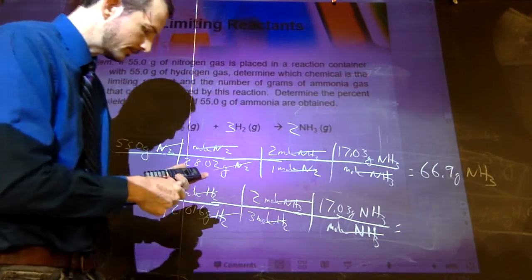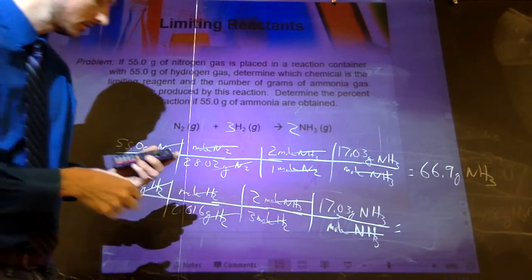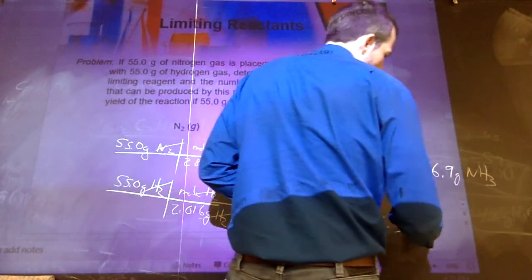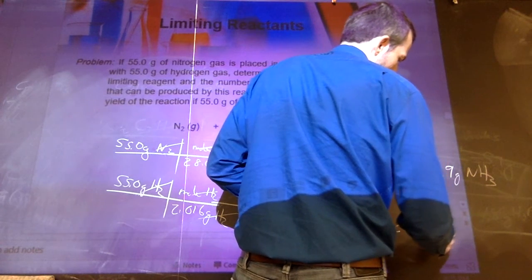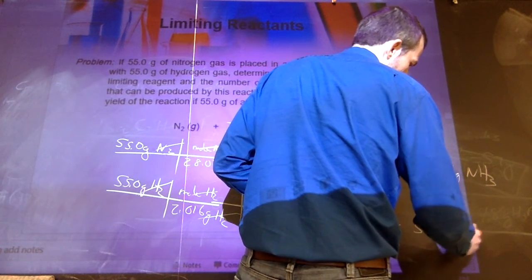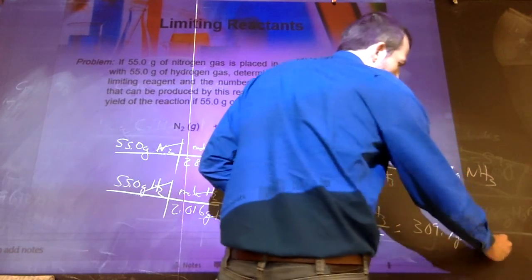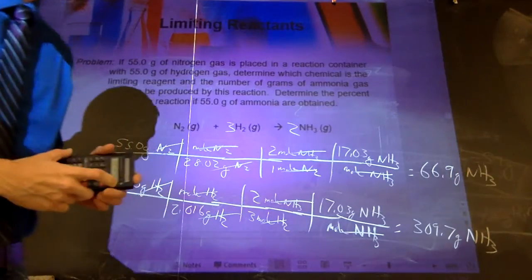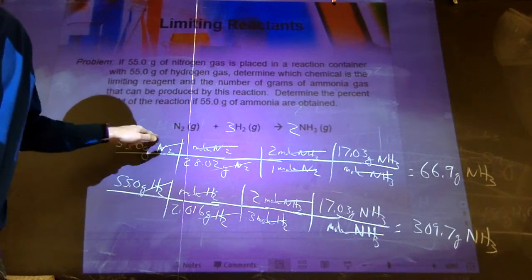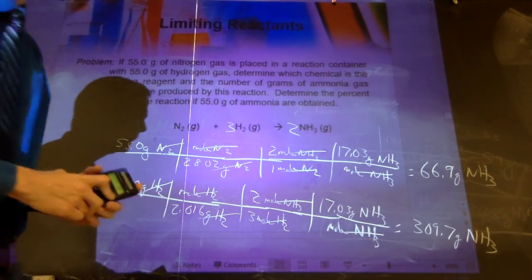So I get 309.7. So what produced the least amount? The nitrogen, so excess of hydrogen.